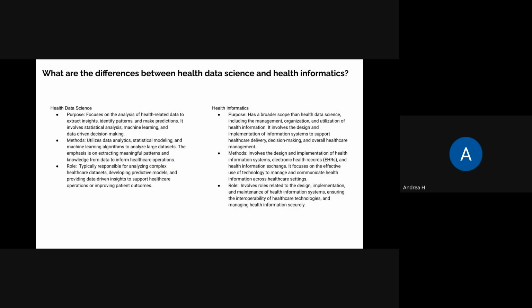So here are some of the differences between the two fields. Health informatics, which makes sense, has a broader scope than health data science. It includes the management, organization, and utilization of health information. And it also involves the design and implementation of information systems to support healthcare delivery, decision-making, and overall healthcare management. Whereas health data science focuses on health-related data to extract insights, identify patterns, and make predictions.